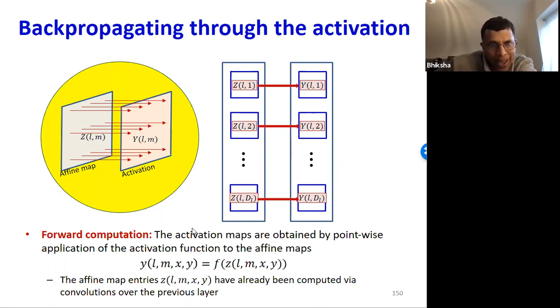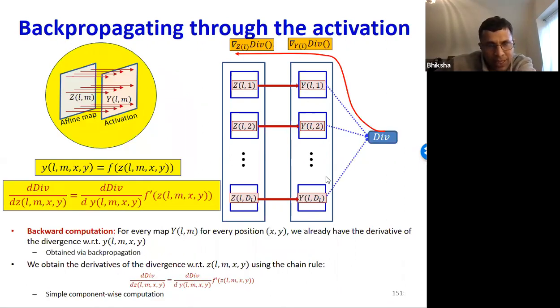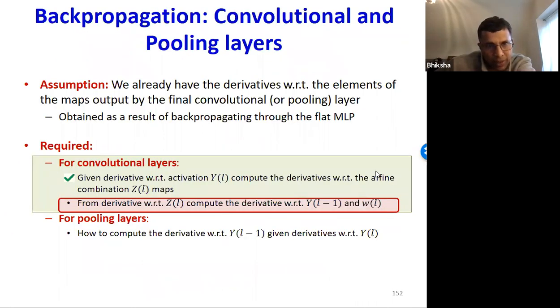So when I'm going backwards, if I already have the derivatives with respect to y, to get the derivative with respect to z, I just have to multiply the derivative with respect to y by the derivative of the activation function itself computed at that z. This is just a standard chain rule. So if you work your way back to y, working your way back to z is trivial. It's an element-wise operation. You just multiply the derivative with respect to y by the derivative of the activation. So this first term we have figured out.